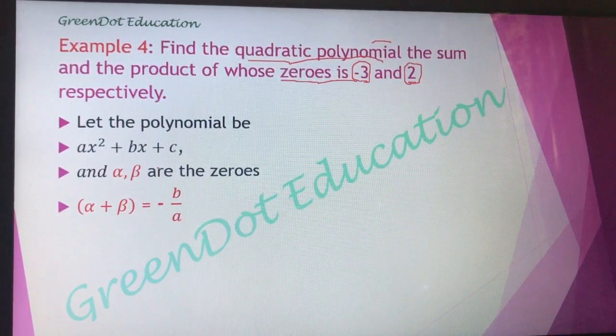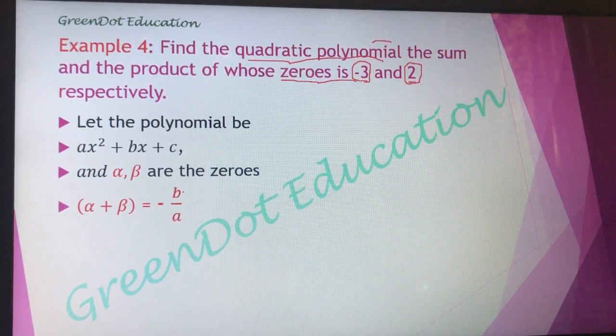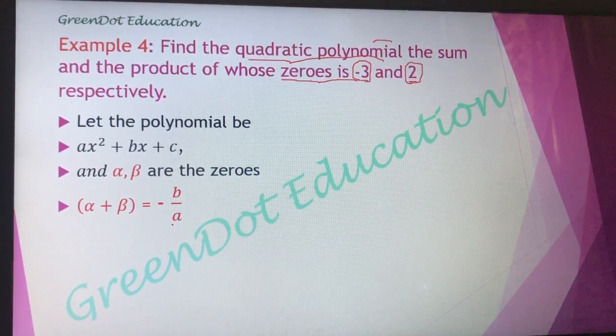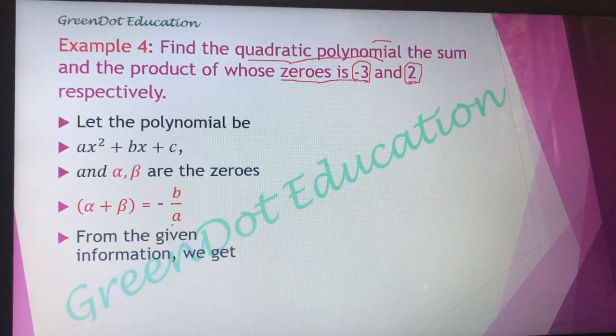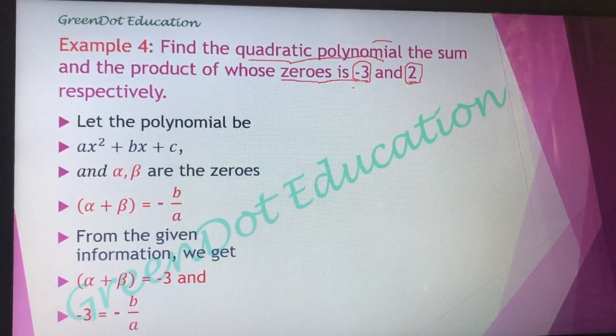So the sum of the zeros can be expressed in the form alpha plus beta is equal to negative ratio of the coefficient of x and coefficient of x square, and we have been given that the sum of the zeros is -3. So using this information we get alpha plus beta is equal to -3, and similarly we get -3 is equal to -b by a.